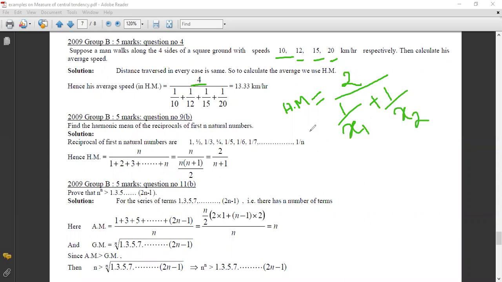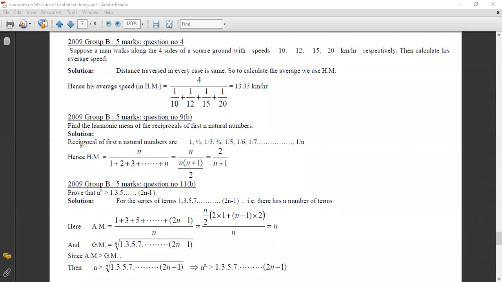Here there are 4 observations, that is 10 km per hour, 12 km per hour, 15 km per hour, 20 km per hour. So 4 items are there, and so 4 by 1 by 10, 1 by 12, 1 by 15, 1 by 20. And by using a calculator, you can get 13.33 km per hour is the average speed. Okay. So this is the first example.